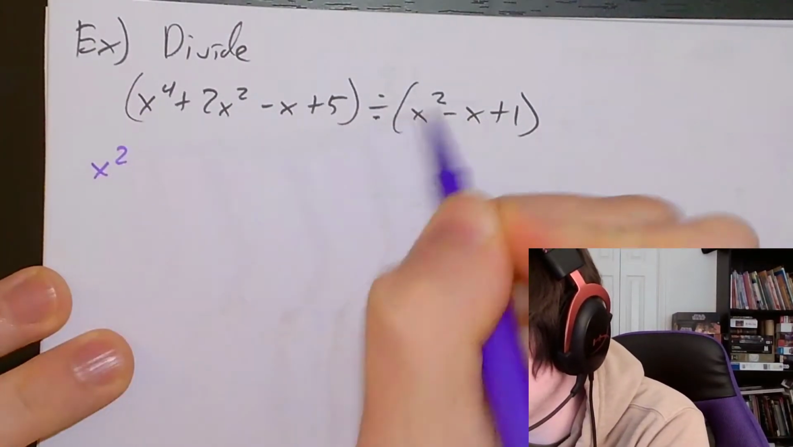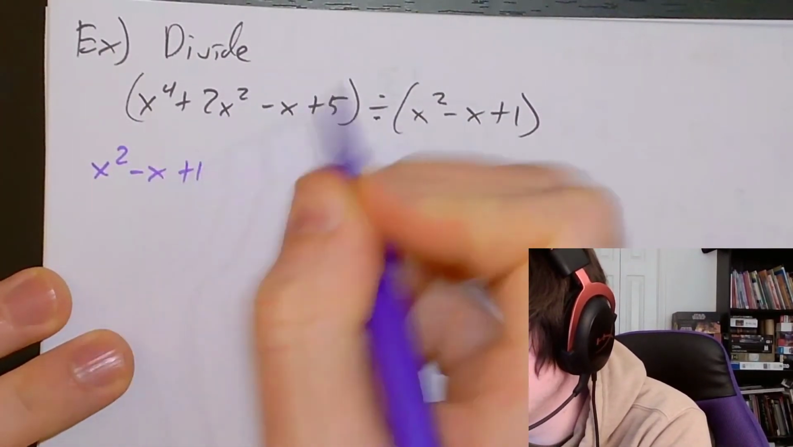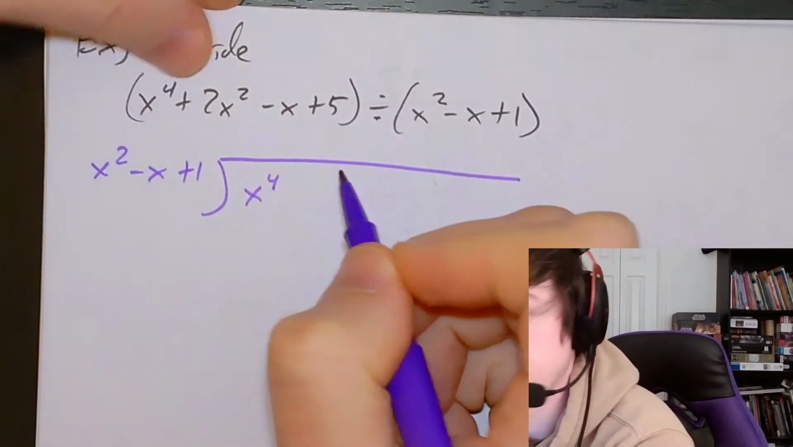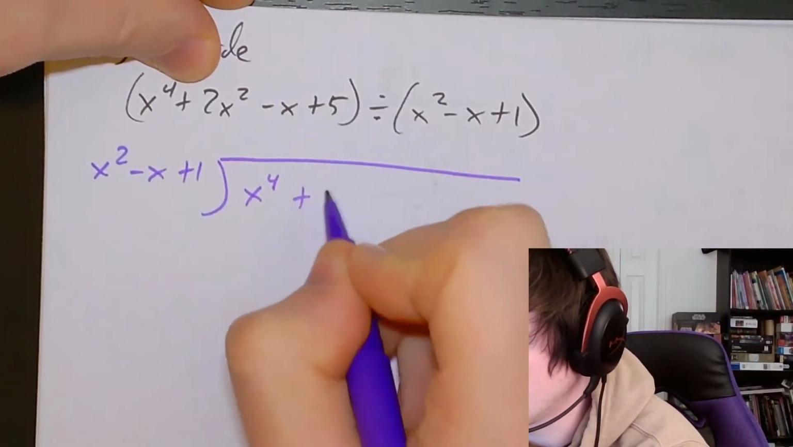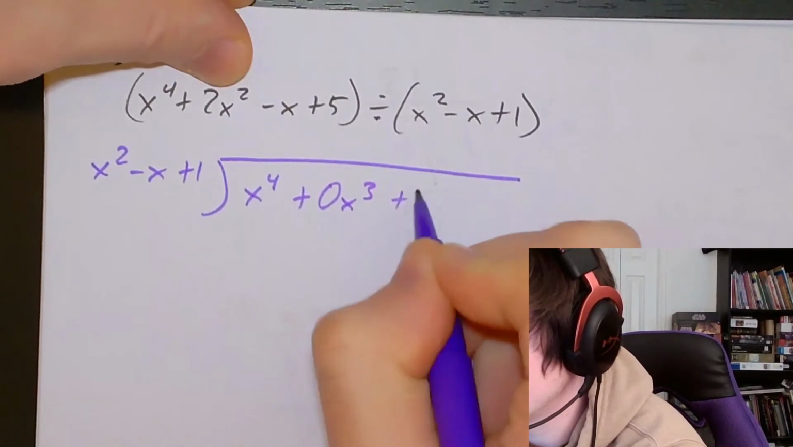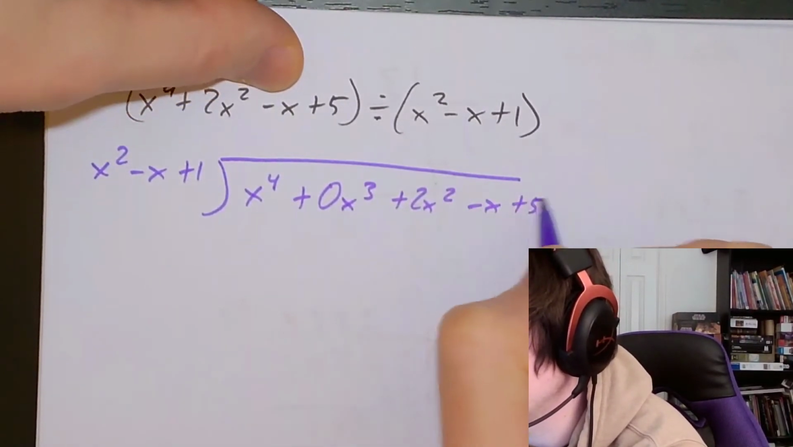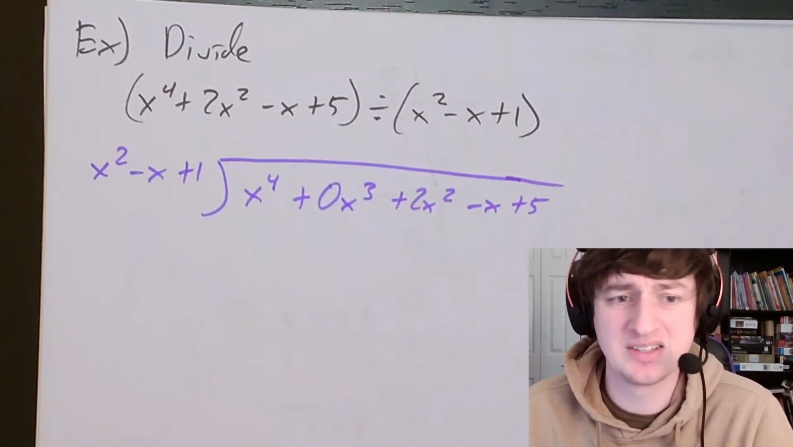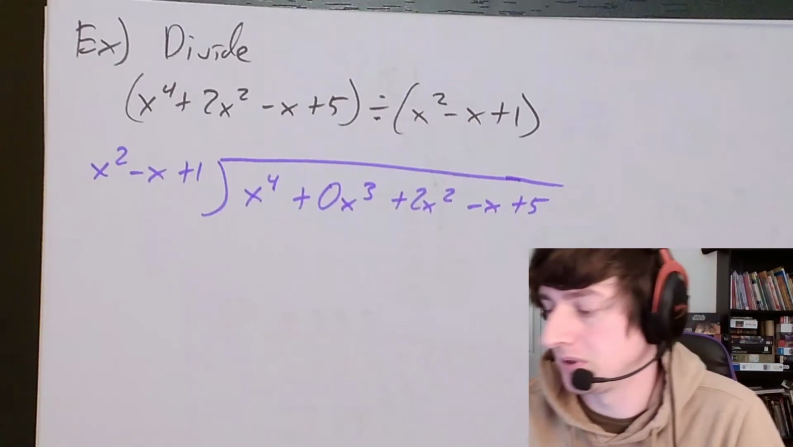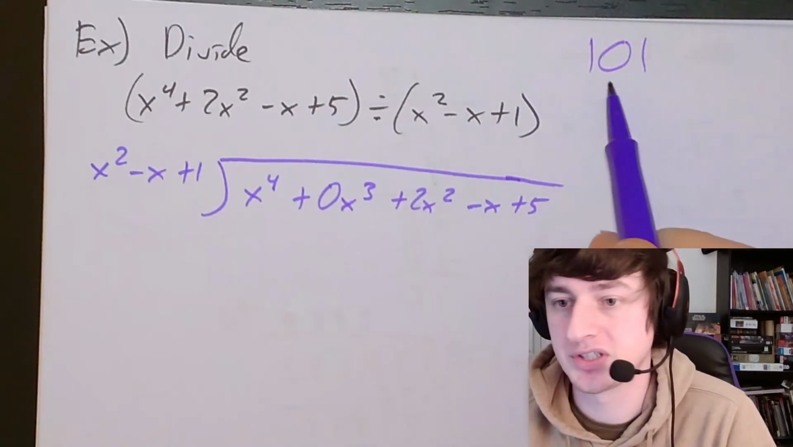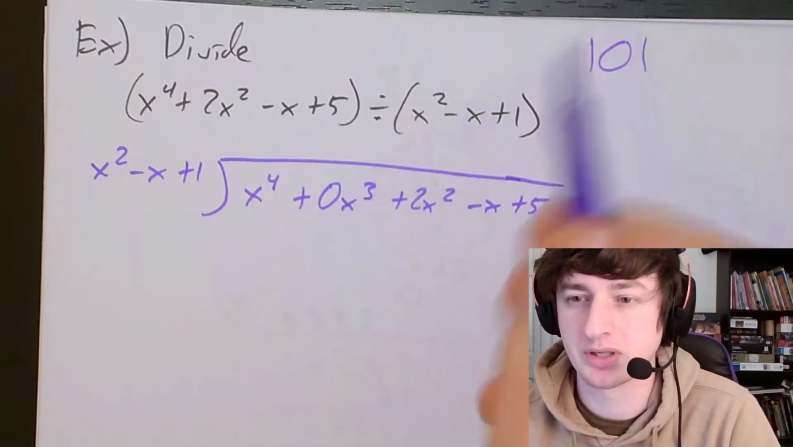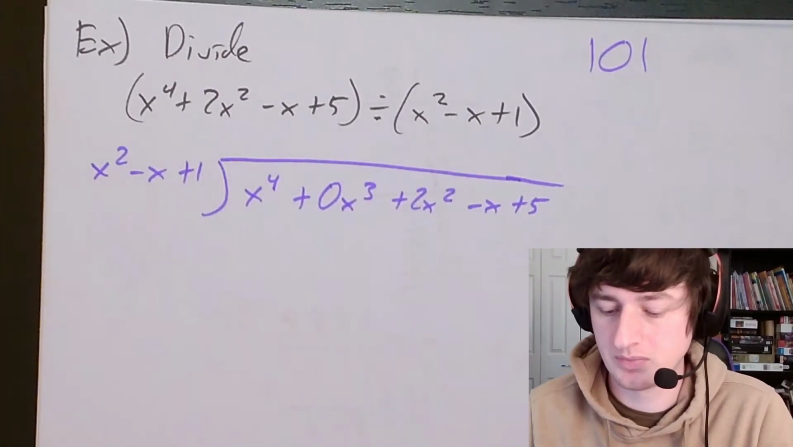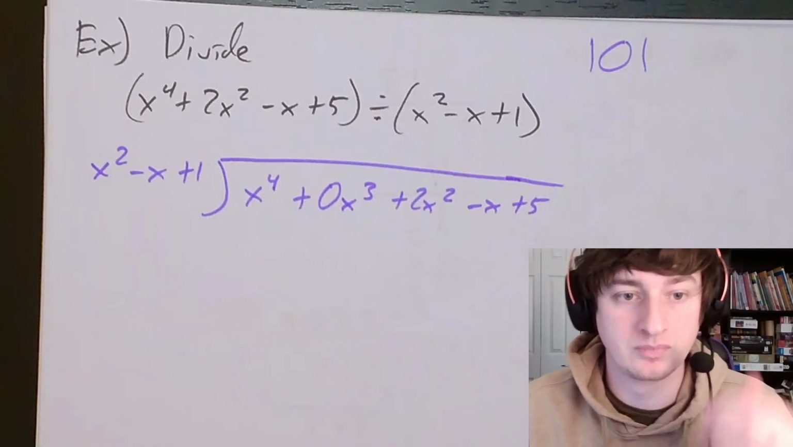So I'm going to set up my long division, x squared minus x plus 1. And we're going to divide that into x to the fourth plus 0x to the third plus 2x squared minus x plus 5. We need this 0x cubed just like we need the tens place if we're dividing 101. We have a 0 here. Those are similar. If we're going to divide something into 101, we still have to account for this empty tens place.